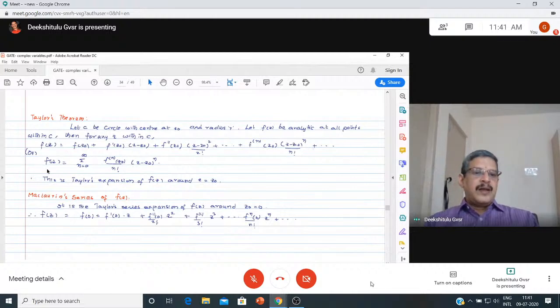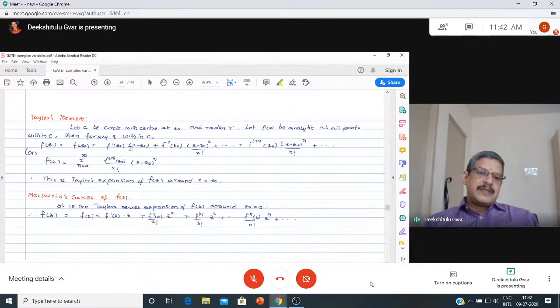Or else you can write f of z is equal to sigma n equals 0 to infinity f^(n) z0 by n factorial into (z minus z0) whole power n. This is very much similar to what you have learned in Taylor series in one variable calculus. This is a Taylor series expansion of f of z around z0. So this wording is very important because at times you are asked to express Taylor's expansion around z equals 0, around z equals 1, around z equals pi. This type of problems you may get.